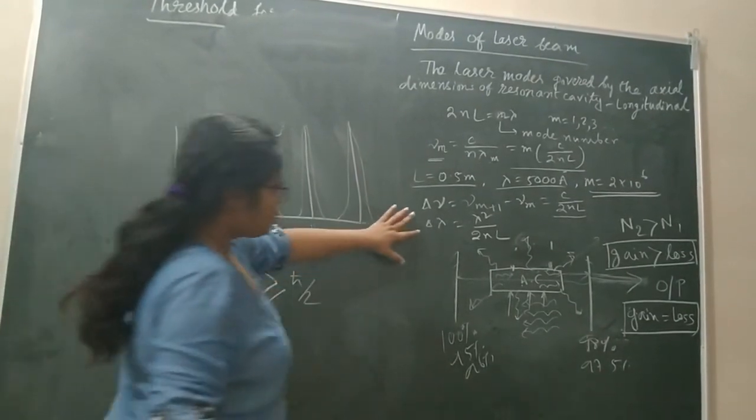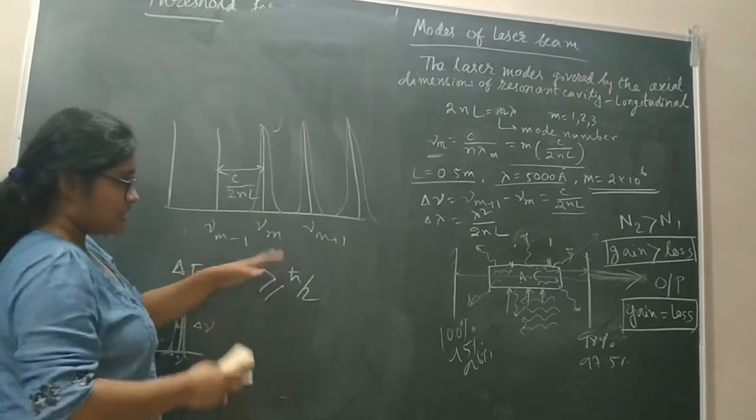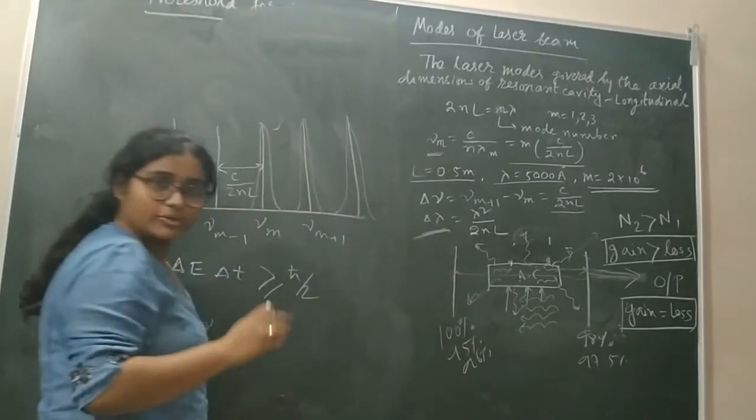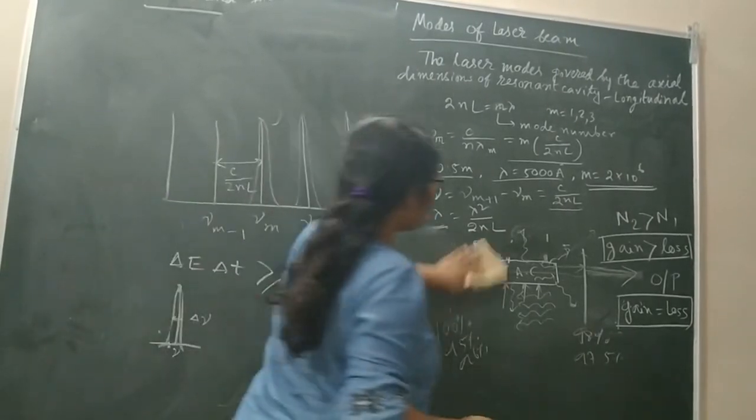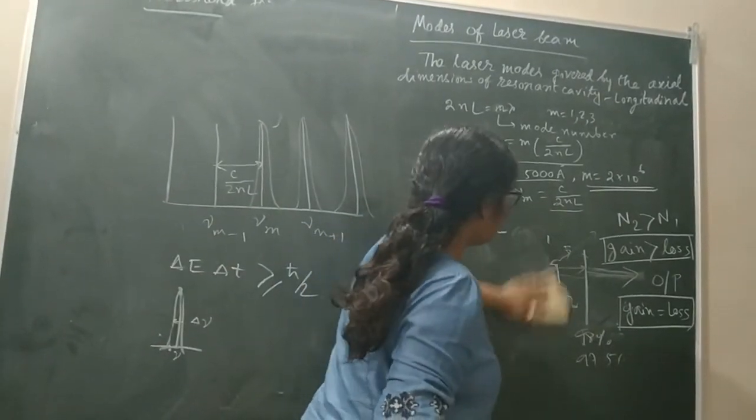Now what will be the frequency separation? What will be the wavelength separation between the two lambdas? That is lambda square by twice n L. Now this is the longitudinal mode.